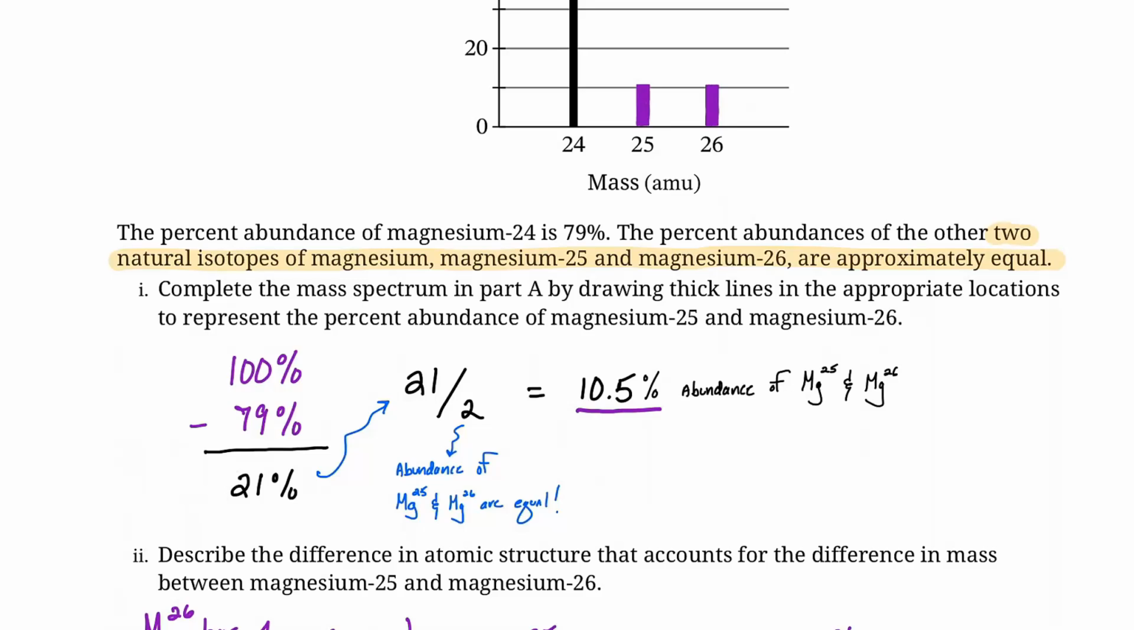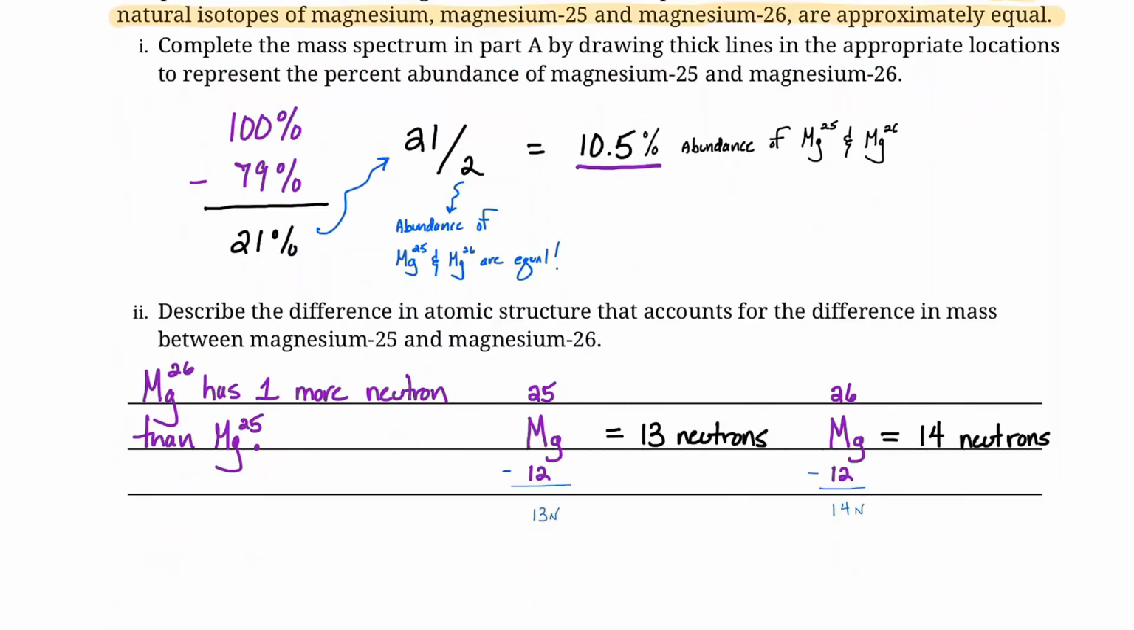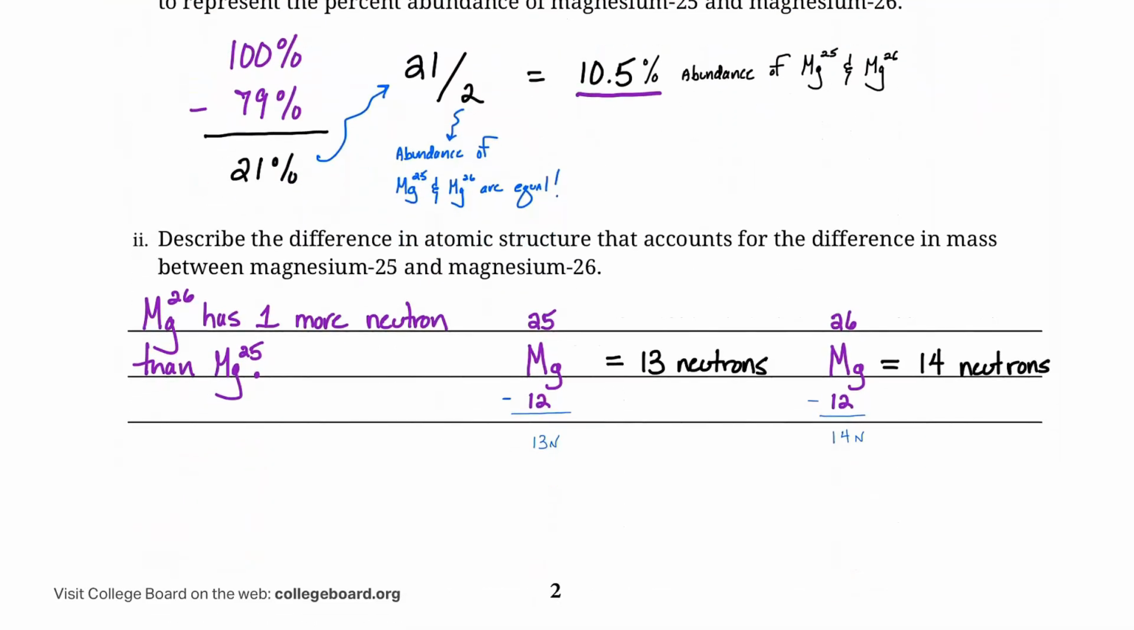Okay, so we're on 1I, now we're in 1II, and now they want you to describe the difference in atomic structure that accounts for the difference in mass between magnesium-25 and magnesium-26. This should be an easy question. These are isotopes, same element, therefore the same atomic number, but you notice the different number associated is the mass. The atomic mass is different between the two isotopes. The atomic number, which is the proton number here, is the same. To get neutrons, you subtract the atomic number from the atomic mass.